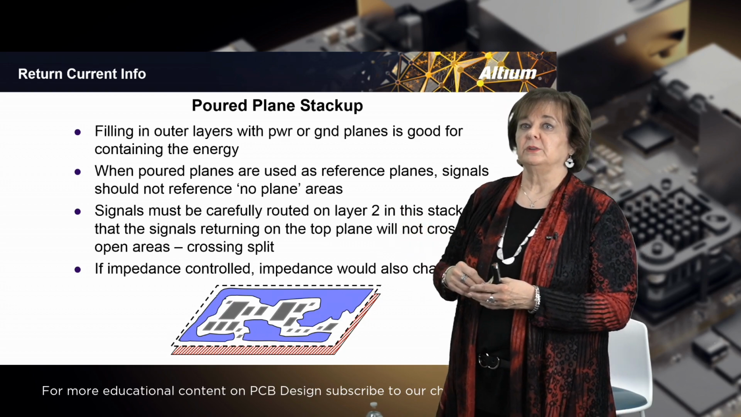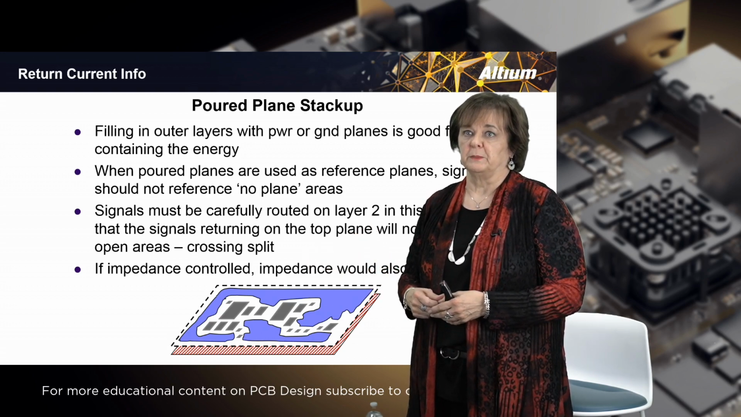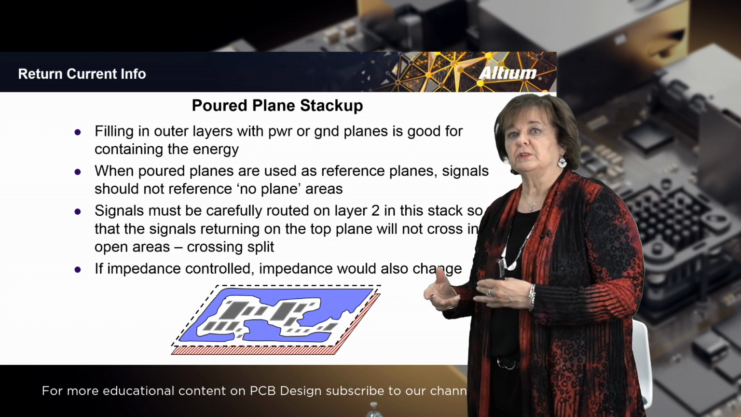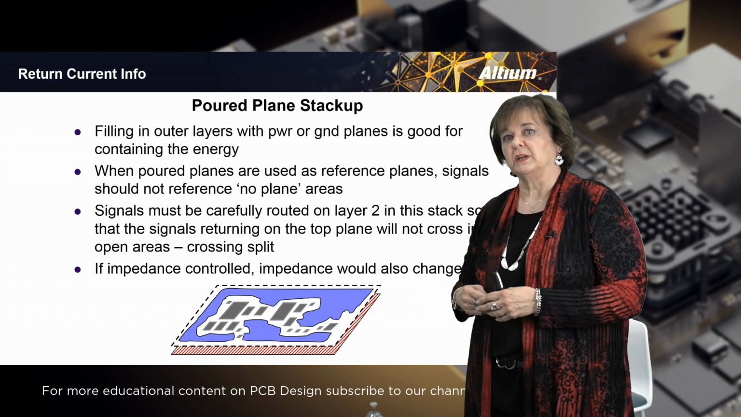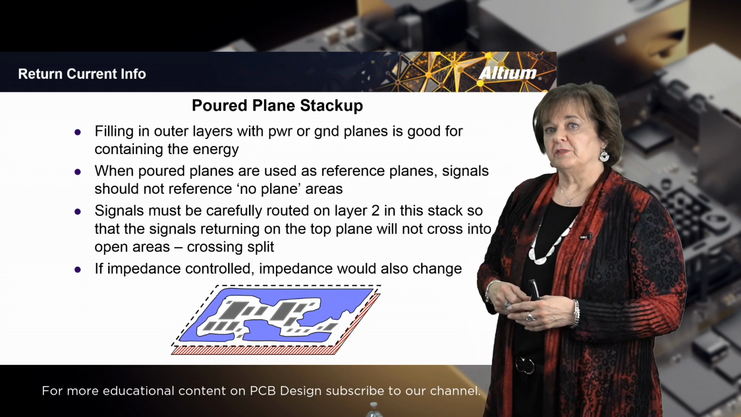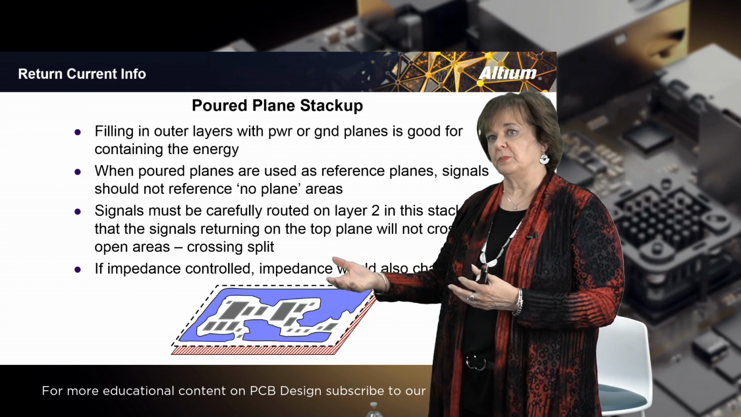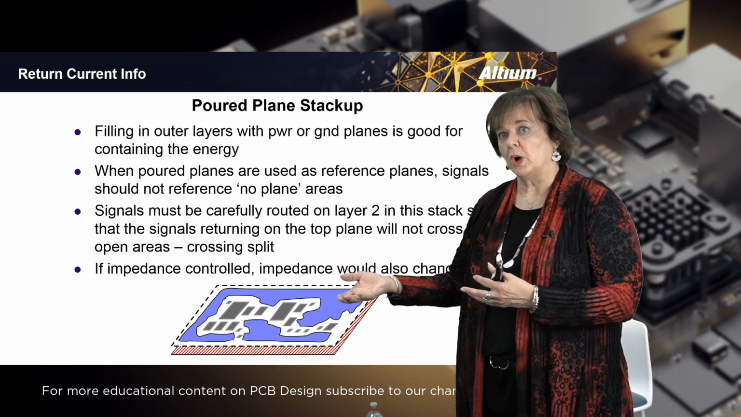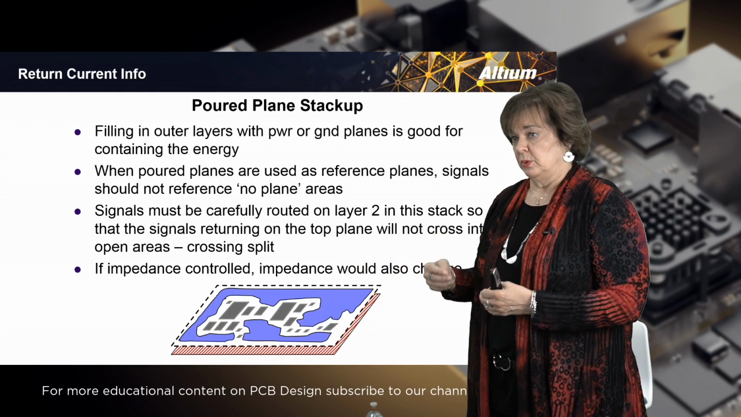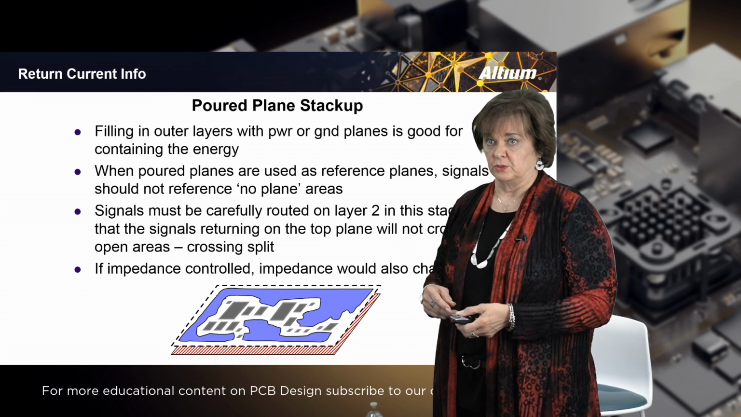So we need to be sure that when we're doing that, if they're specifically returning on 1, that they don't go into the no plane areas, because that is basically crossing a split in the plane, and we don't want that to happen. Signals must be carefully routed on 2 to stay contained within that area. If impedance controlled, the impedance would change also. So if you have signals on 2 that are set up to return on 1, and you've impedance controlled them to return on 1, then if they go into that open area, you're going to have a problem with that impedance control as well.